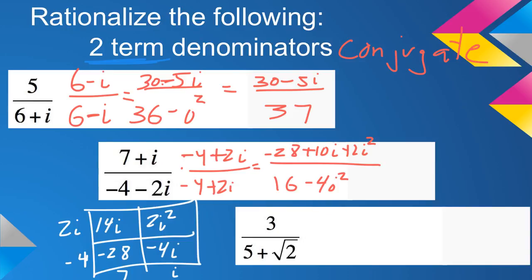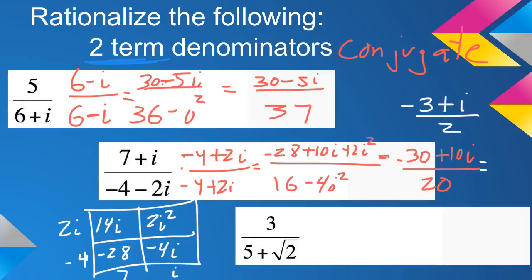There's more simplification to do here. Because 2i squared is negative 2, and 4i squared is negative 4, and you make sure you're subtracting those things, this becomes negative 30 plus 10i all over 20, and that can reduce by a factor of 10. As you pull out that factor of 10, you get negative 3 plus i all over 2. That's a long process, but make sure you do that generic rectangle correctly for the top part.